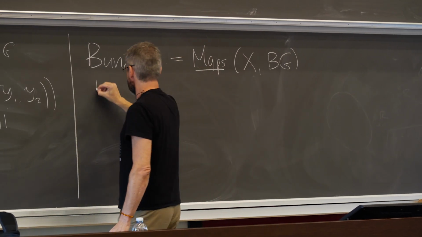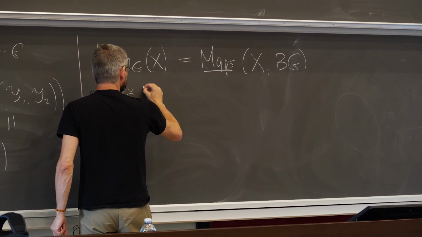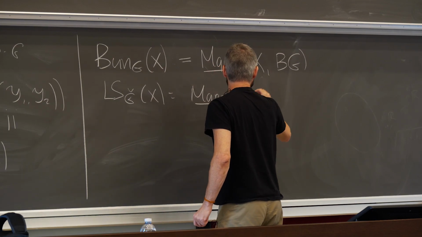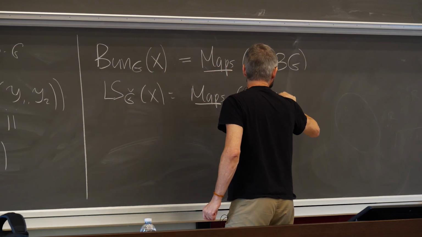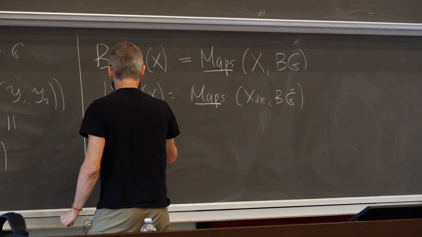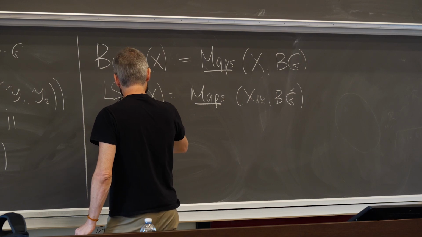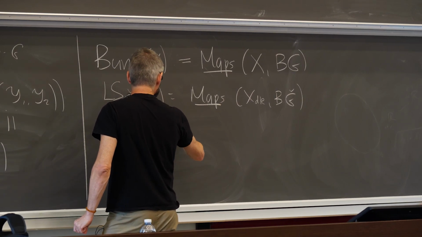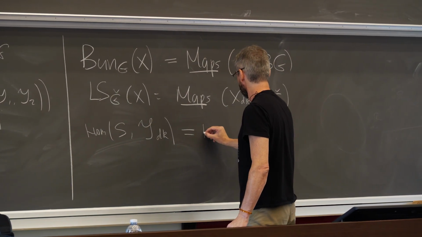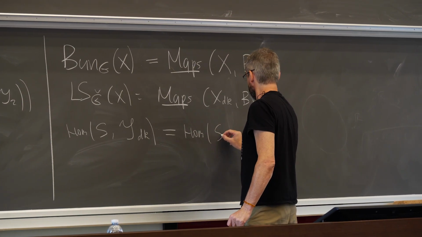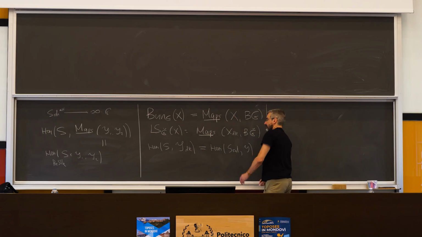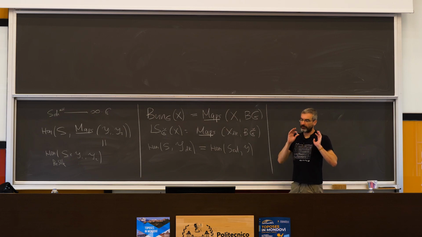And so this I think I wrote, LocSys is the mapping stack from X de Rham to BG check, and X de Rham I introduced last time. Let me just write it again, just for fun. Hom from a test affine scheme S to Y de Rham is by definition Hom from the underlying reduced classical scheme to Y. All right, so just to recap who the geometric players were.